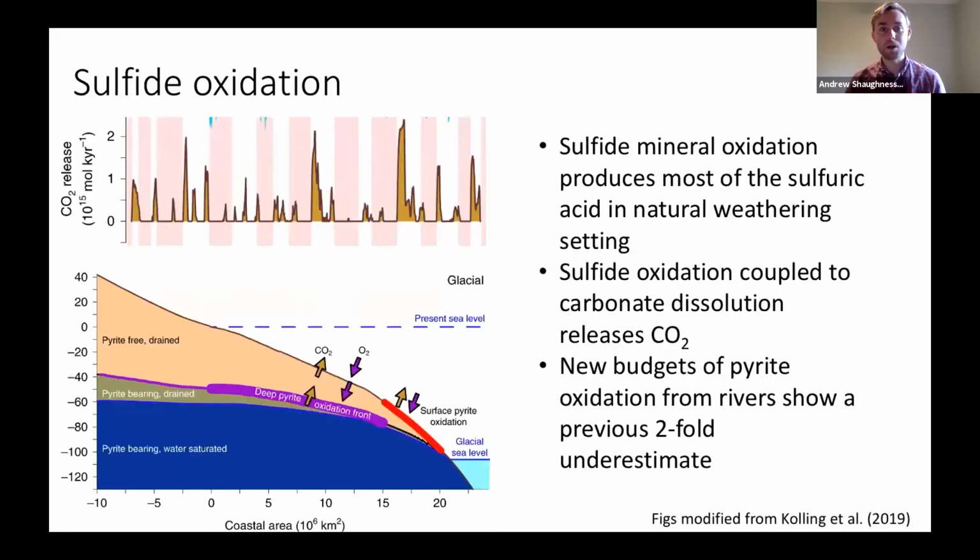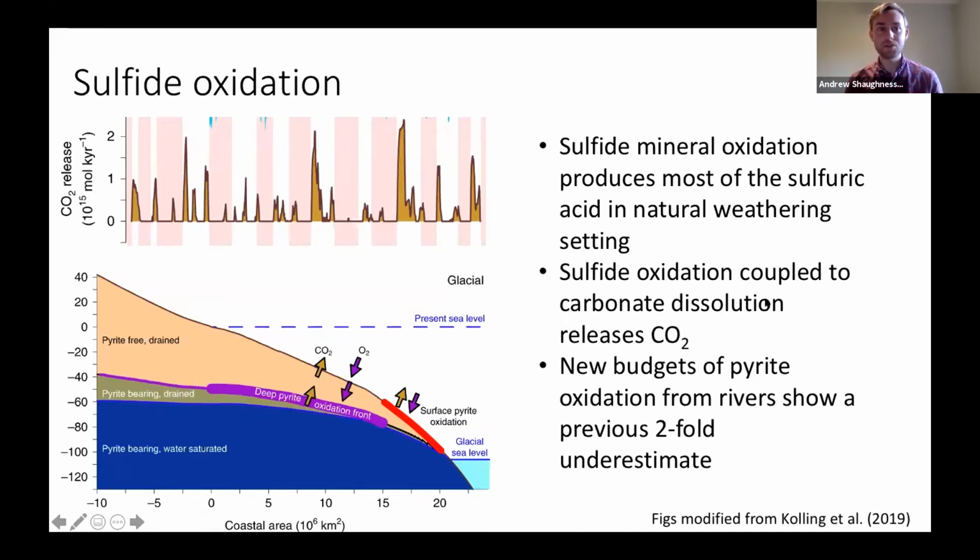My work mainly has focused on sulfide oxidation, which is this in situ mechanism of delivering sulfuric acid to carbonates. When sulfide minerals oxidize, they release sulfuric acid, which often dissolves minerals in close proximity to them, oftentimes carbonates. Here's a diagram from a recent publication looking at glacial-interglacial cycles and release of CO2 through this coupling of pyrite and carbonate dissolution.